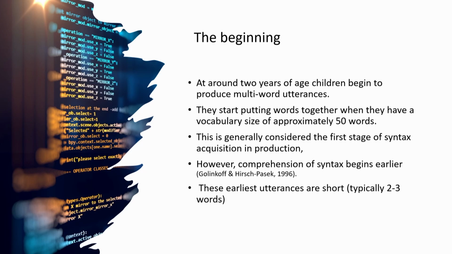They start by putting words together when they have roughly a vocabulary of 50 words. Around that time, of course, there might be individual differences and differences across languages also, but this is the estimate that we typically have, that around the time they have 50 or 60 words, they start putting one word after another and try to create a longer utterance. So, this is typically considered the first stage of syntax acquisition in production.